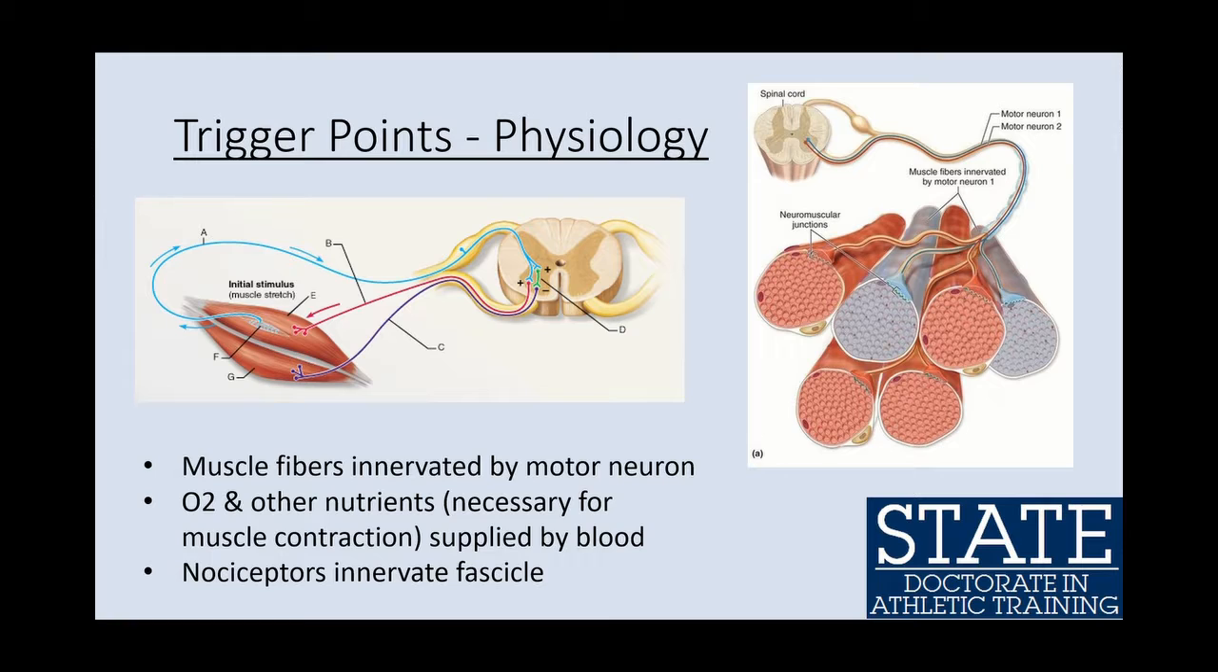As well as having the fiber and the motor neuron over top of it, on the fiber underneath the motor neuron are little tiny receptors called nociceptors. They innervate the fascicle, and are sensitive to the presence of oxygen, ATP, and other chemicals, which can be carried through the blood.